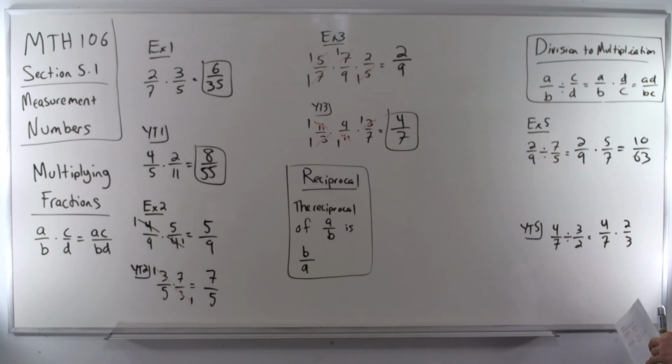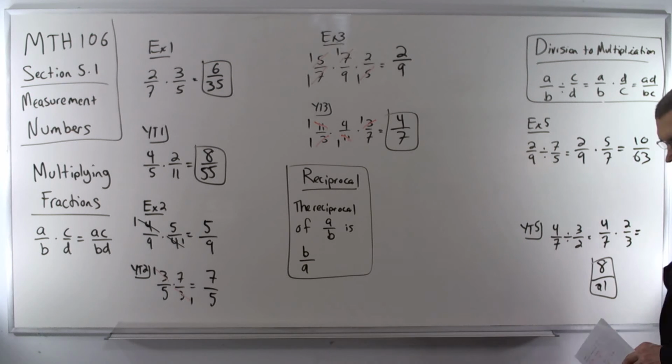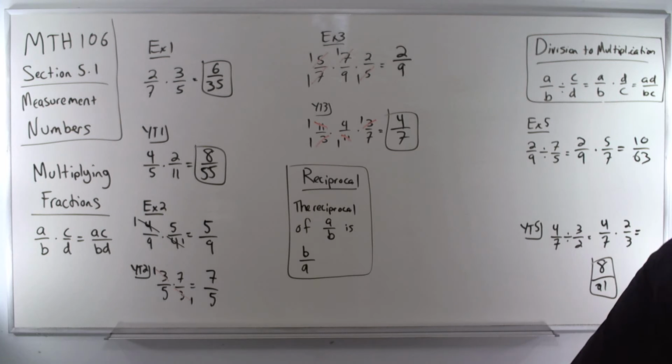Convert to multiplication first. First fraction stays the same. Division turns into multiplication. Second fraction turns into its reciprocal. Multiplying that out, we get 8 on top, 21 on the bottom. 8/21.